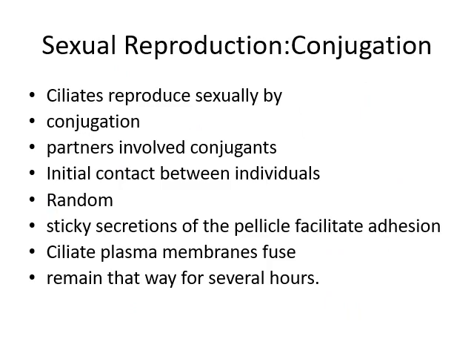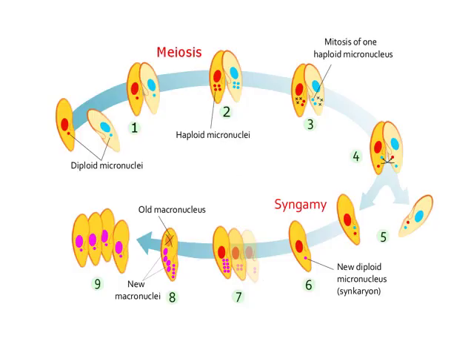Sexual reproduction, or conjugation. Ciliates reproduce sexually by conjugation, and the participants are called conjugants. Initial contact between individuals is random. Sticky secretions of the pellicle facilitate adhesion. Then the ciliates' plasma membranes fuse and they remain attached to each other for several hours. Here is example 1: they come close to each other.